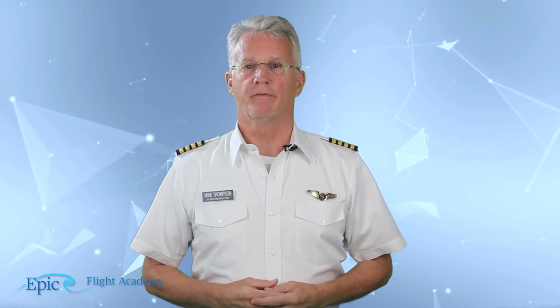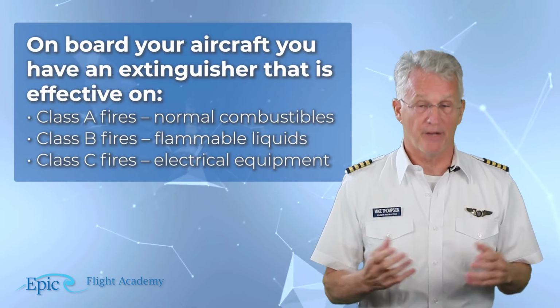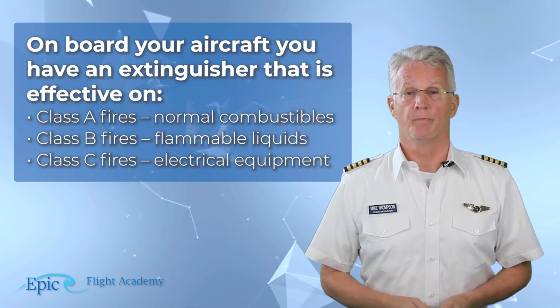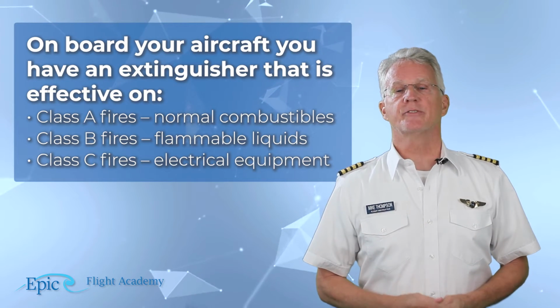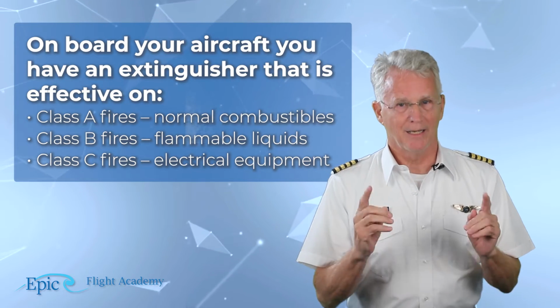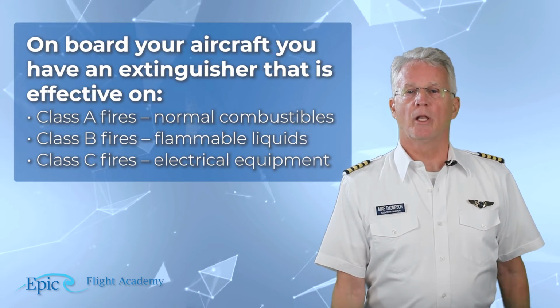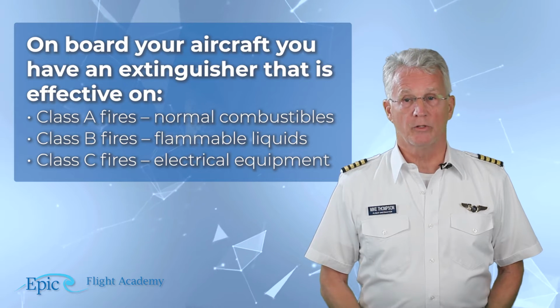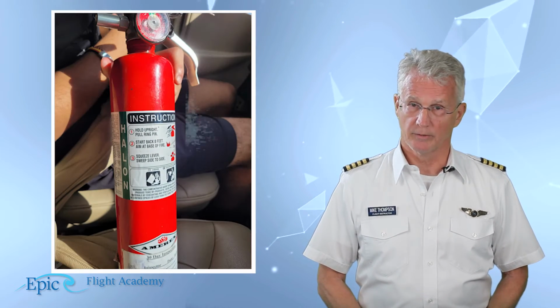On board your aircraft, you have an extinguisher that is effective on Class A fires, normal combustibles, Class B fires, flammable liquids, and Class C fires, electrical equipment. That extinguisher is clamped to the floor between the two front seats. Here is what it looks like.